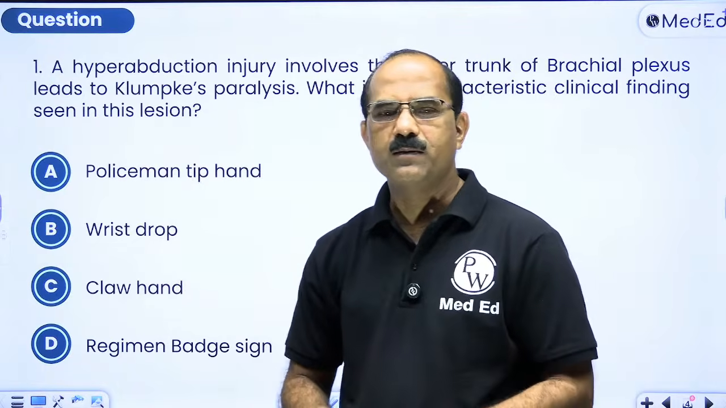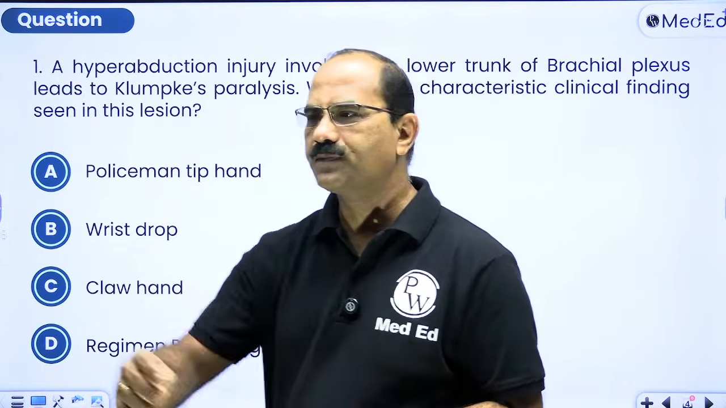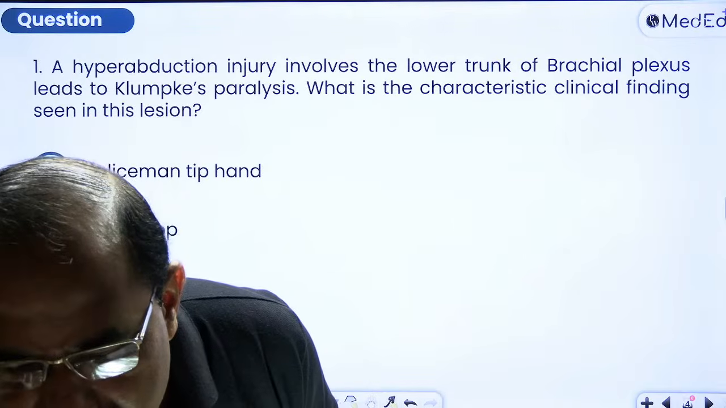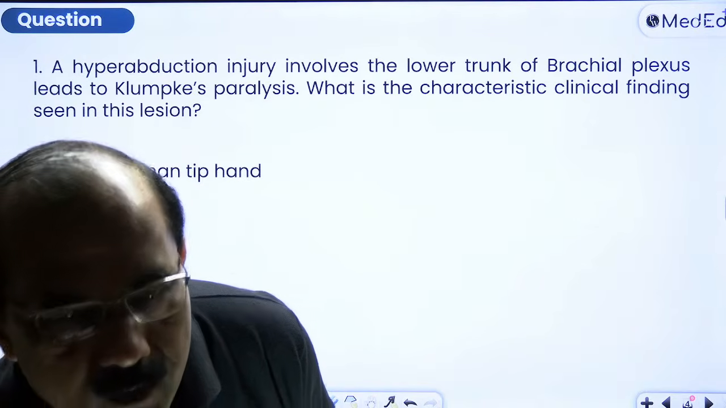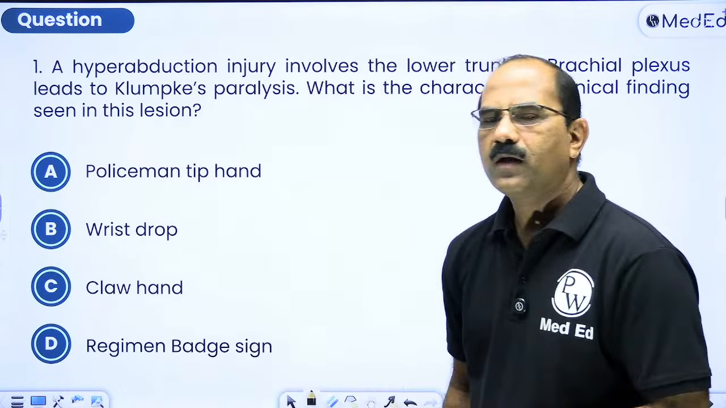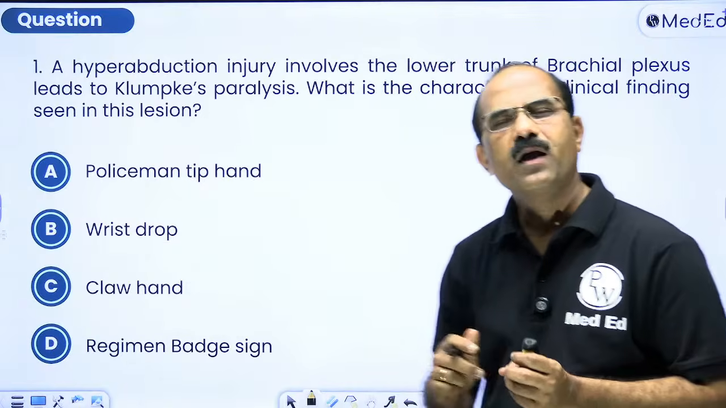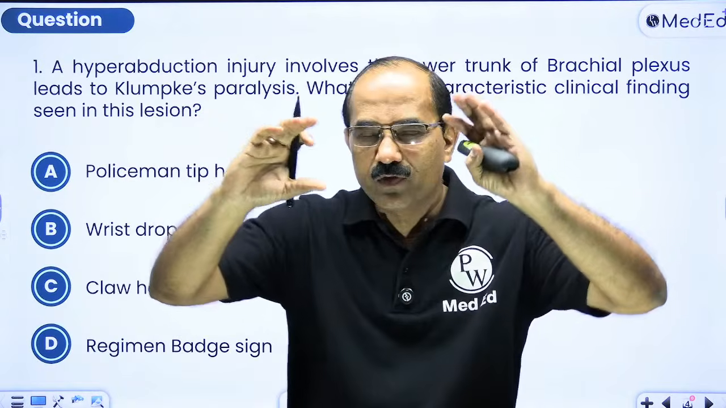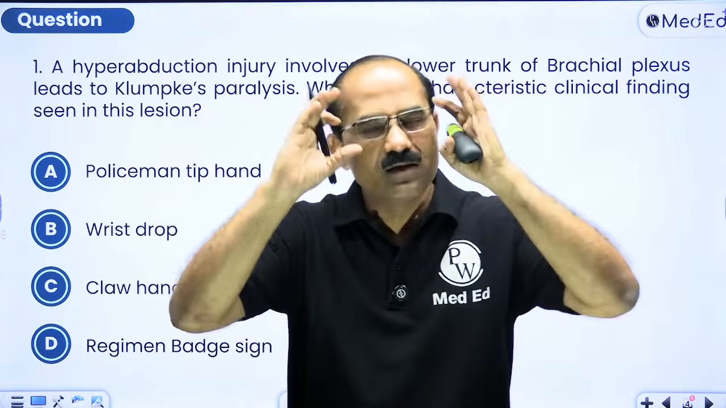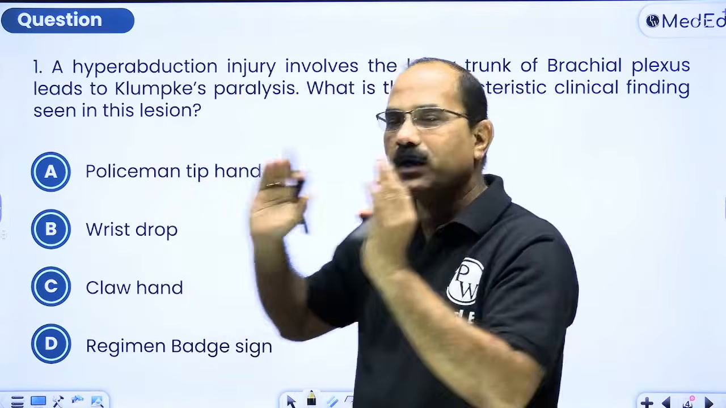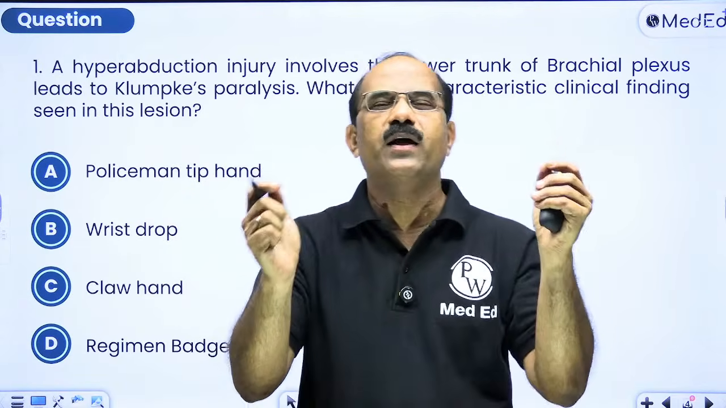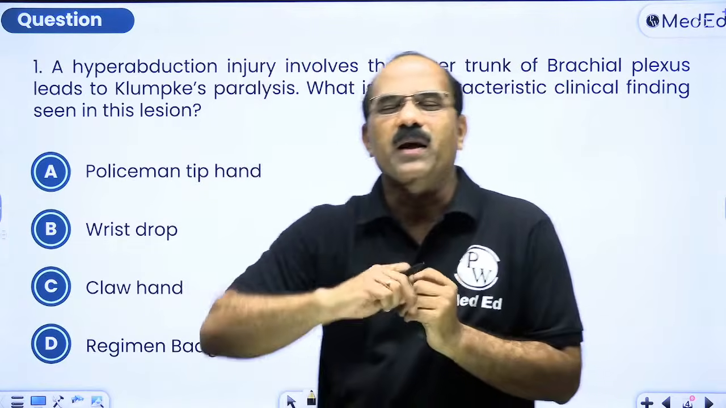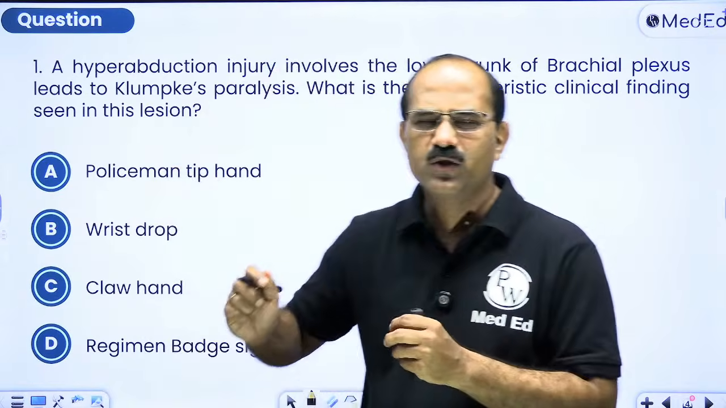So starting with the first MCQ. ये first MCQ देख लो. A hyperabduction injury. Hyperabduction injuries. ये क्या होता है? Before seeing the options, पहले stem पढ़ लो अच्छे से. Read the stem of the MCQ properly. एक conclusion को arrive करो and then you see the options. So पहले options नहीं देखना है. So hyperabduction injury. What is this hyperabduction injury? जोर से abduction होता है.